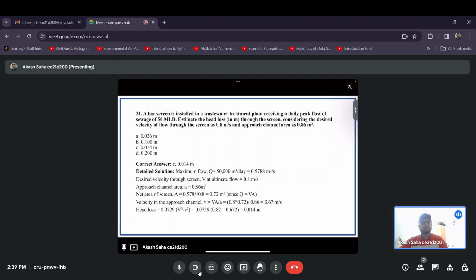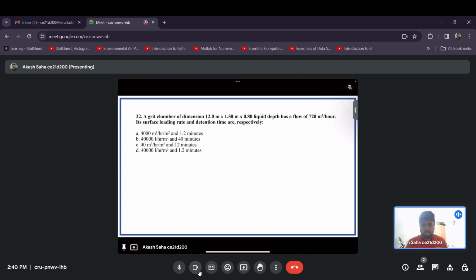So this is very simple, right? Basically we have to find out what is my capital V square and small v square. Capital V is directly given in the question as 0.8. For small v, we have to find the approach channel area and the net area. The approach channel area is given in the question, and the net area can be found by discharge divided by velocity. In that way we can find the small v also. Okay, we'll move to the next question now.